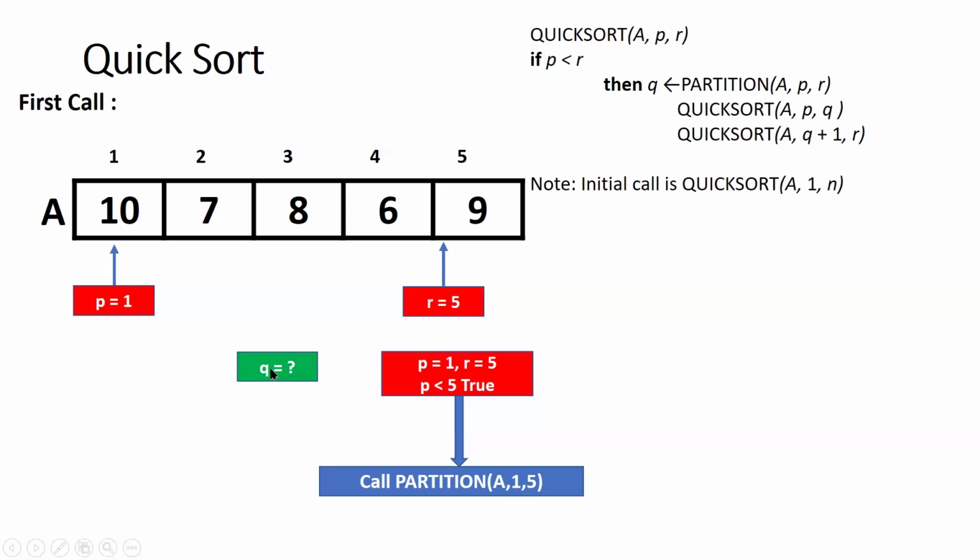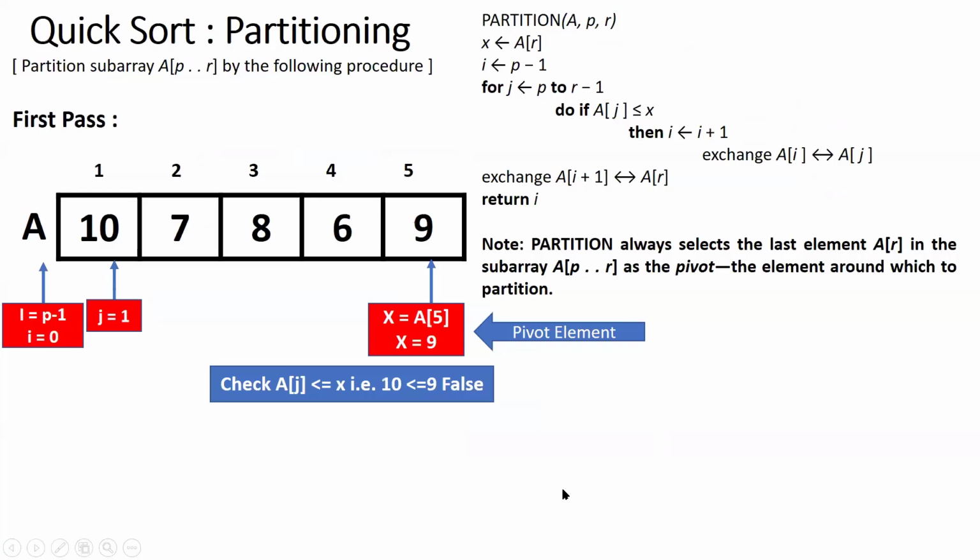Clear? Now we have to find Q, the partitioning element from where we have to partition the array. Here P is 1, R is 5, and P is less than R. So the condition is true. Call Partition(A, 1, 5). So this is the partition algorithm. You can just understand the concept of the partition algorithm: A, P, R.